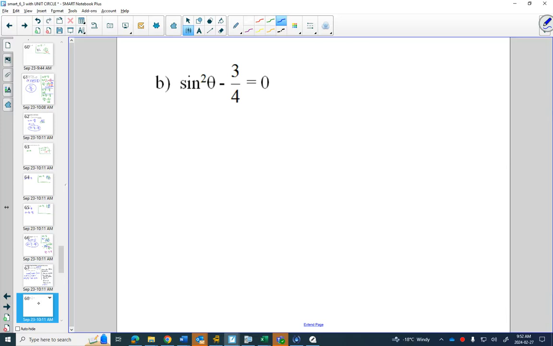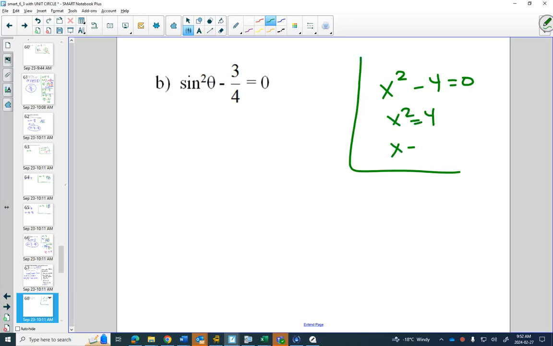Okay, if you had just something squared with regular numbers, what would you do? Right? You'd probably move the 4 over and square root both sides, right? What would I write for x? Plus or minus 2, right? You have to remember that plus minus.